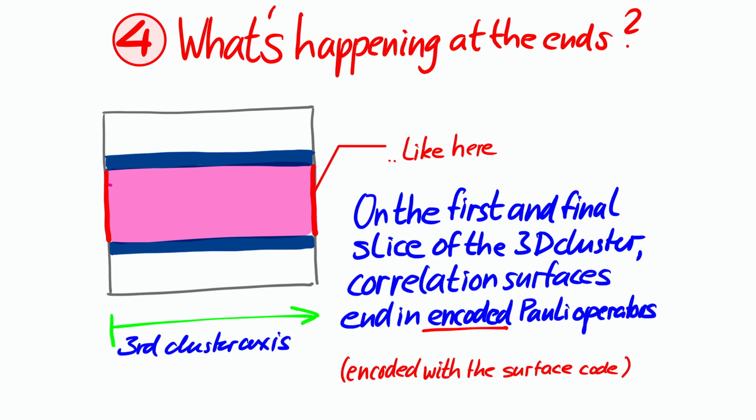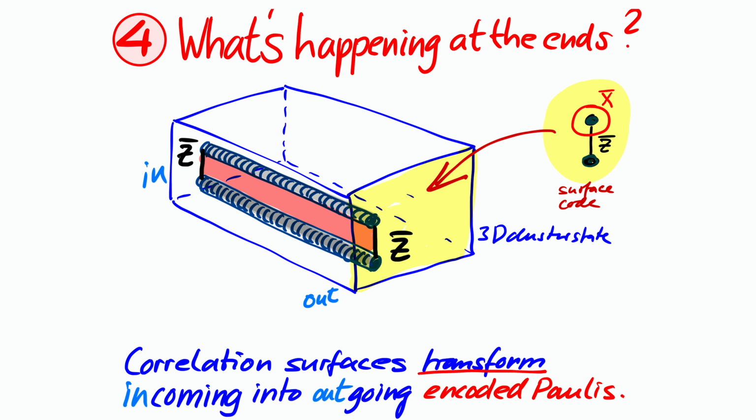We observe that on the first and final slice of the 3D cluster, correlation surfaces end in the encoded Pauli operators of the surface code. And so, correlation surfaces transform incoming into outgoing encoded Pauli operators.